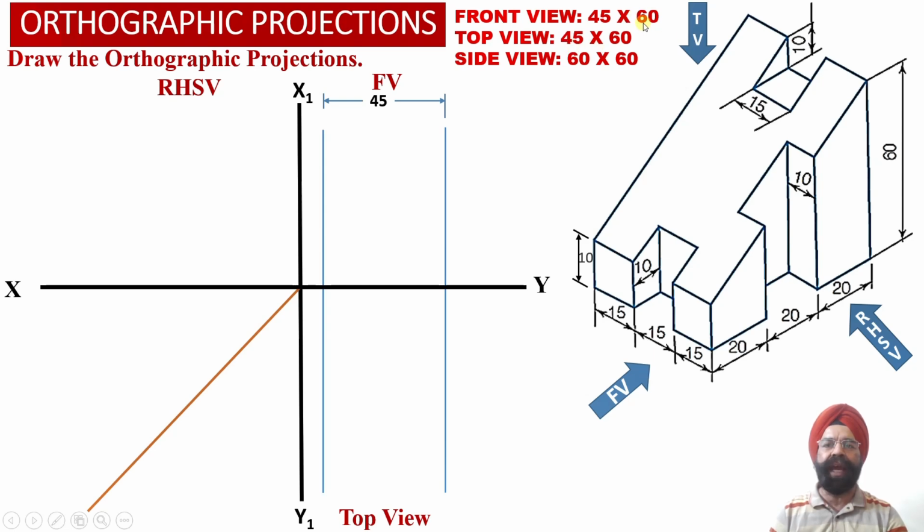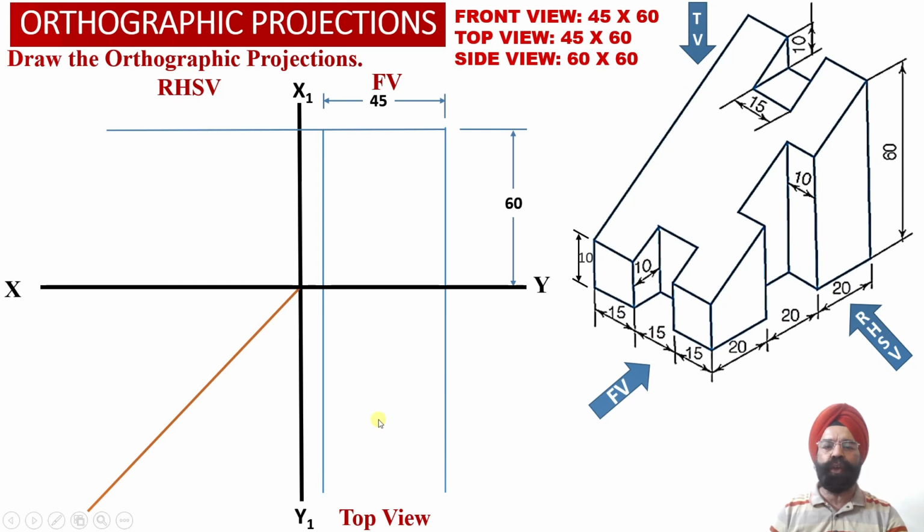Now we also know that the height of the solid happens to be 60 millimeter. So now at a height of 60 millimeter from the XY reference line, we have obtained a horizontal projector line into the front view orthographic projections, and we have extended this horizontal projector line into the right hand side view orthographic projections as well, because into the right hand side view we are going to require the height of the solid equal to 60 millimeter.